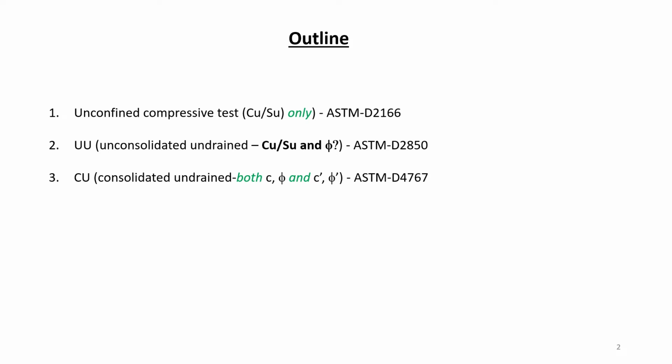So the outline we are going to discuss today: unconfined compression strength, where you can assess only undrained shear strength. UU test, where you can also assess undrained shear strength, and maybe sometimes people say CU. Consolidated undrained test, where you can assess both cohesion and friction, effective and total. We're going to discuss a little bit about the difference between total and effective. CD test, consolidated drained, where you can assess only effective values, friction angle and cohesion.